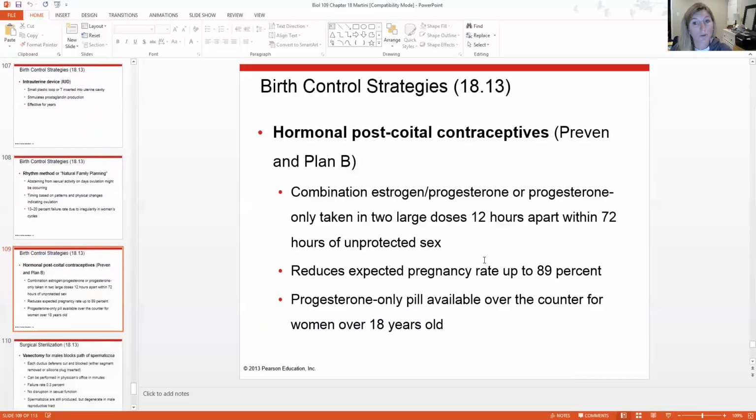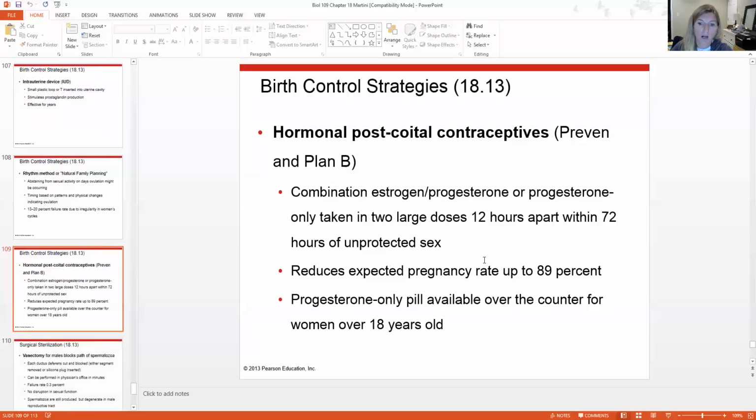There's also hormonal postcoital contraceptives, like Previn or Plan B. This is a combination of estrogen and progesterone, or progesterone alone, taken in very large doses within 12 hours to 72 hours of unprotected sex. So this reduces unexpected pregnancy up to 89%.